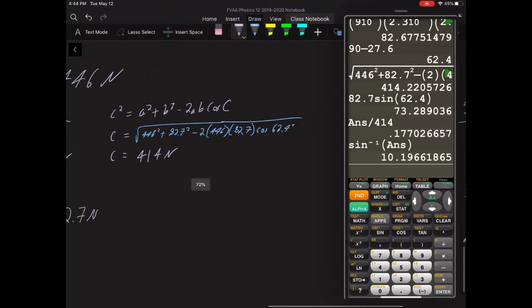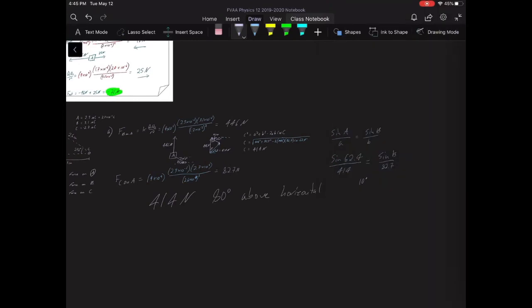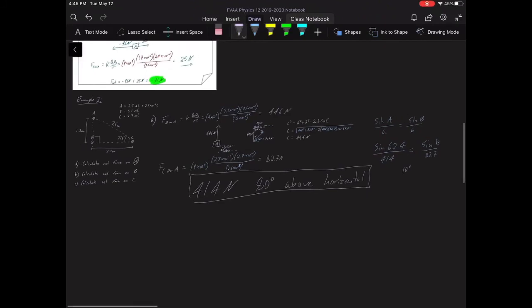So my final answer for A would be 414 newtons, 80 degrees above horizontal. That's a long question, but that's what you're looking at. Okay, let's do B, and then I'll leave you guys to try C. Then we can discuss it together when we meet up next.